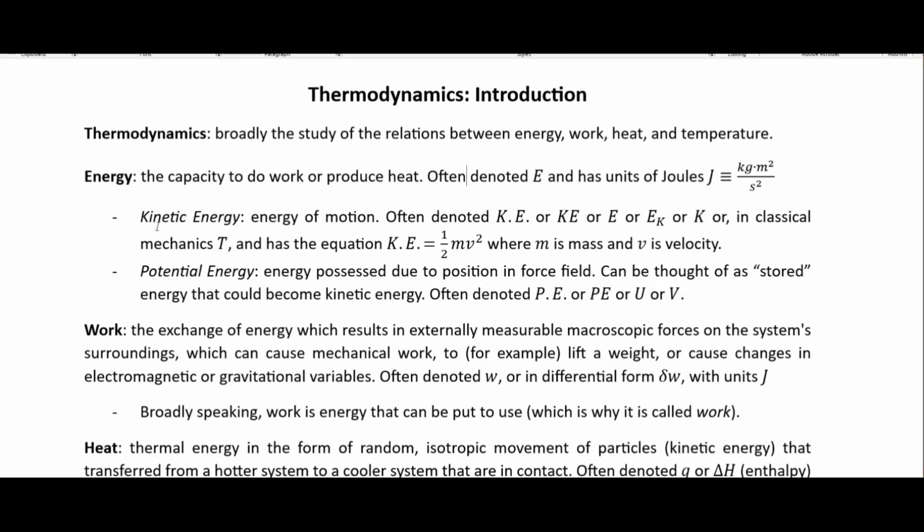And this can be broken up into kinetic energy, so that's the energy of motion, which can be denoted as KE or E sub K or K, or in classical mechanics T. And it has this equation where the kinetic energy is equal to 1/2 times mv squared, where m is the mass and v is the velocity. Then the potential energy, which is the energy possessed due to some position in a force field. So this can often be thought of as the stored energy that could become kinetic energy if it were allowed to start moving, for instance. This is often denoted as PE, or U or V.